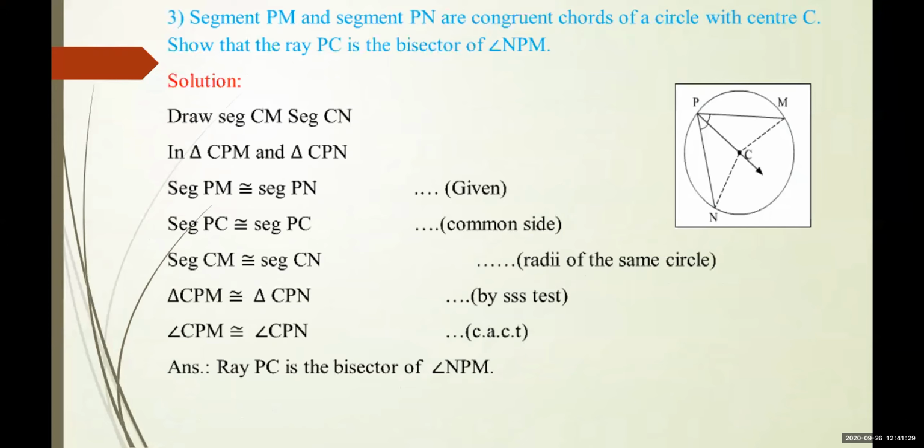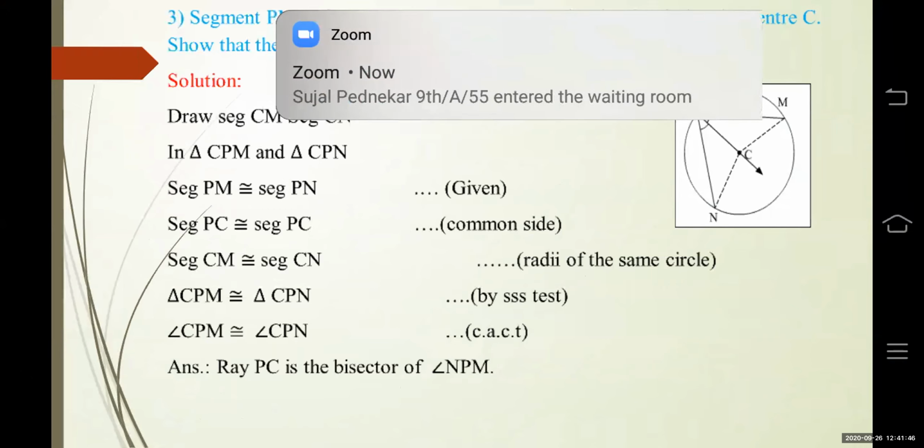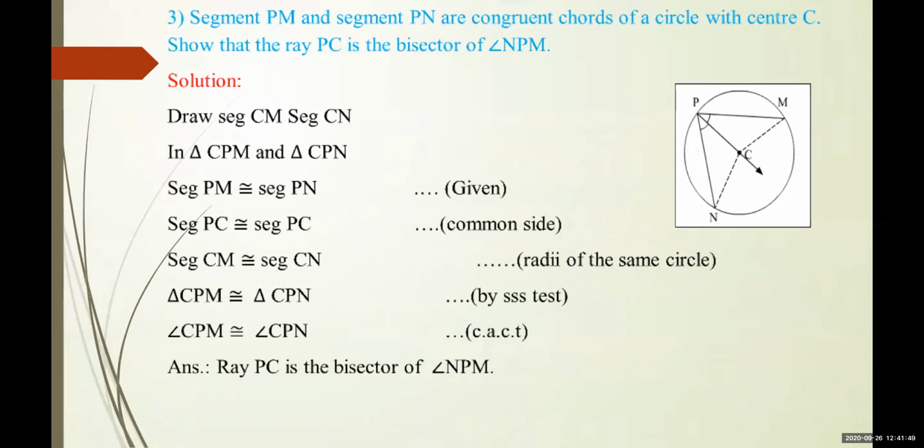Third question, segment PM and segment PN are congruent chords. As soon as it says congruent chords, that means they are equidistant from the center. This should come to your mind. Whether it is used in this question or not, you should know that if the chords are congruent, their distance from the center is equal. So here segment PM and segment PN are congruent chords of the circle with the center C. Center is also given, C. Chord names are also given.